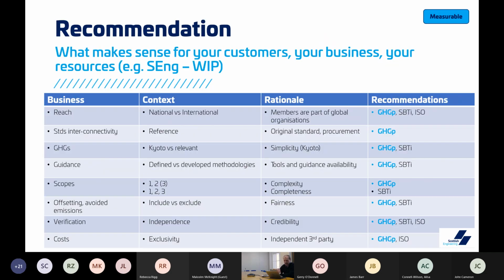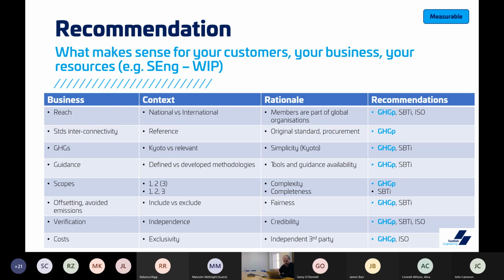So again, if I take the example of Scottish Engineering and how we went about selecting the standards, it's true for any organization: it's about what makes sense for your business, for your customers, and for your resources. So looking at the specific case, we were looking at the business. Where does the business reach? Is it national? Is it international? A lot of our members are part of global organizations, so we wanted something international. So that took the PAS out, and you could have a choice of the greenhouse gas protocol, SBTi, or ISO.